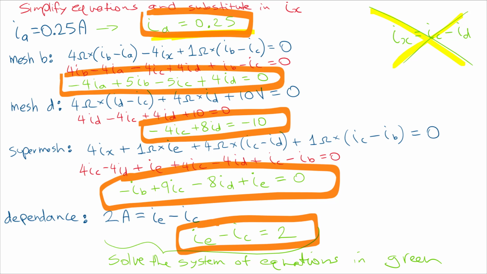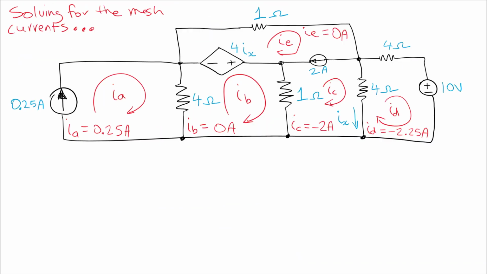So when you solve, you're going to get these values. You're going to get IA, well, we knew IA anyway, that was an easy one, 0.25 amps. IB is 0 amps, that's interesting. IC is minus 2 amps. ID is minus 2.25 amps, and IE is 0 amps, so that's interesting.